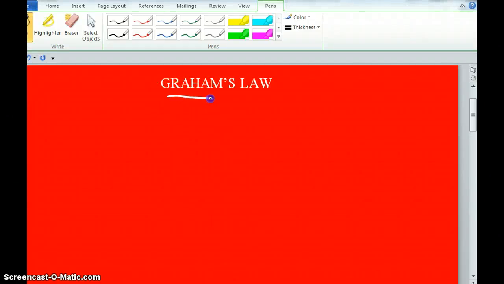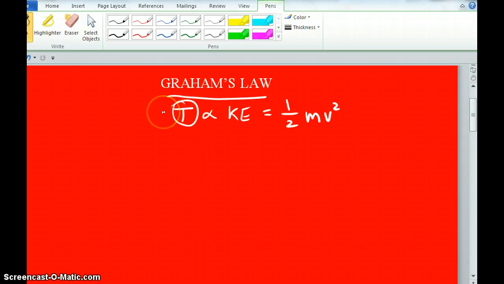So if we're going to understand Graham's law, we need a little bit of background, and part of that comes from kinetic theory of gases, because it's talking about gases. One of the postulates of kinetic theory is that the temperature of a gas is directly related to the kinetic energy of the gas. And of course, kinetic energy is 1/2 the mass of an object, in this case particles of gas, times whatever their velocity is squared. So if the temperature of a gas increases, and it's directly proportional to kinetic energy, it means kinetic energy is increasing.